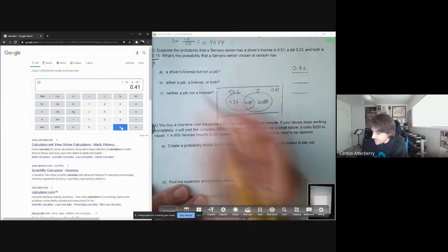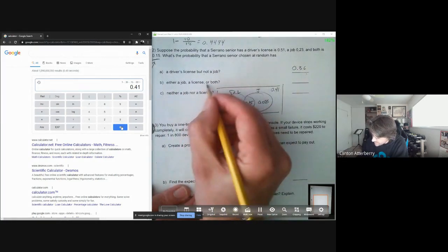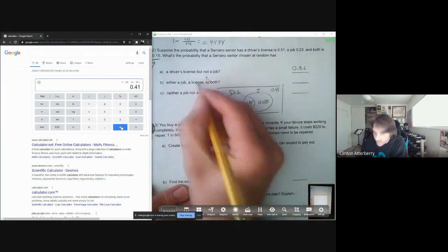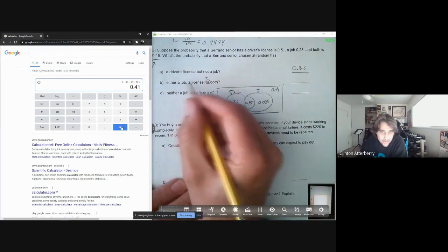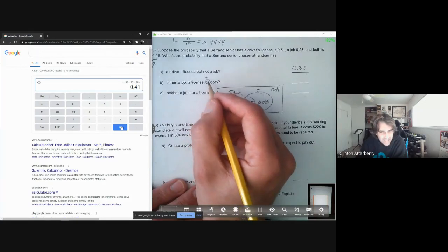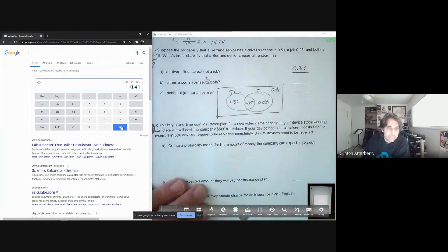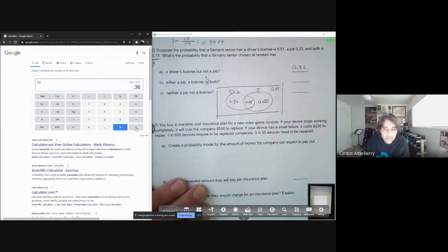Question's done. Next question: either a job, a license, or both. You see that word "or"? That means to add up all this stuff. Remember, in probability and statistics, if you think of the word "or", you should be adding. If it says the word "and", you should be multiplying. So this is an "or" type statement, so it is adding. 0.36 plus 0.15 plus 0.08, be mindful of the 0.08, and we get 0.59.